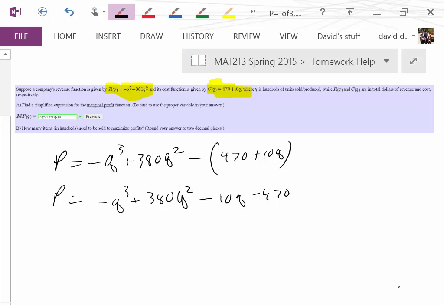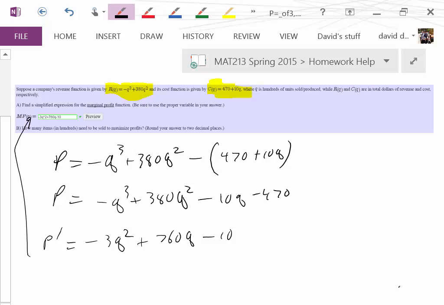So now how you calculate marginal profit is you take the derivative, and we therefore would get negative 3Q squared plus 380 times 2 is 760Q minus 10. So you'll see that there's your marginal profit function.